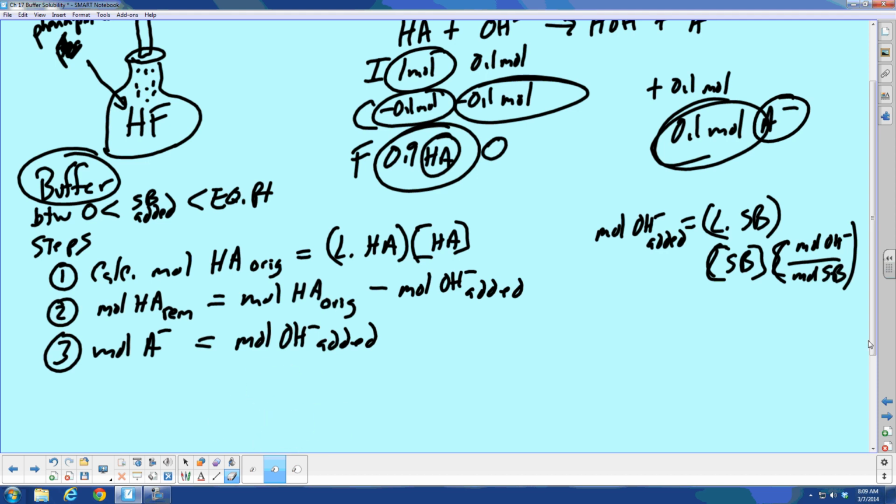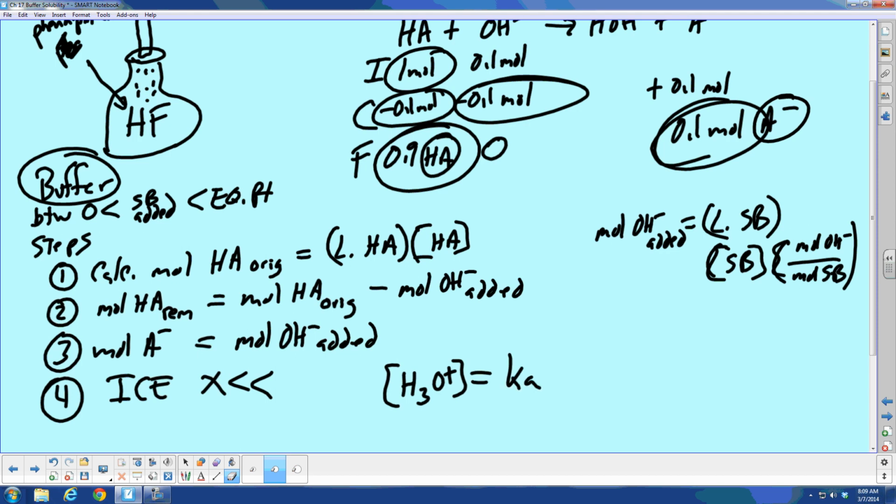Once I have all of this, what do I do? I am going to use my equation. I'm going to use ICE. I'm going to assume x is much, much smaller. And what do I get out of that? From that, I get my hydronium concentration is equal to Ka times moles of my HA over moles of A minus. Now, usually we put concentration here. But since these are in the same liquid, their volumes are the same, so the volumes cancel out. So we can just go with this equation.